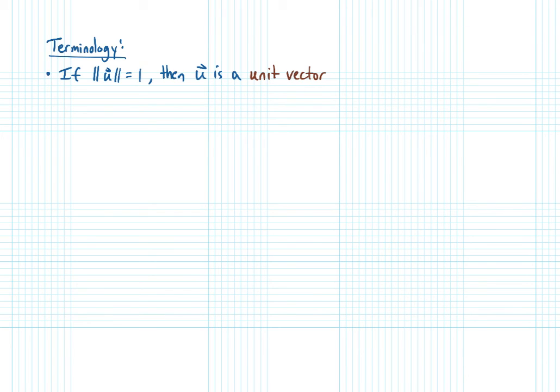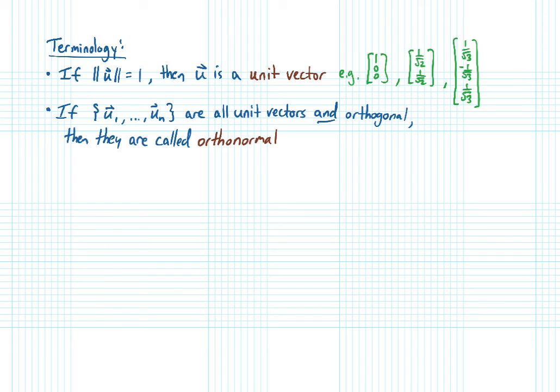Okay, so there's one more quick thing I wanted to mention, and it's mostly just terminology. The first thing is that if you have a vector whose length is 1, then you call that a unit vector. So here are a few examples of unit vectors. You can just calculate their lengths and you can see that you do get 1. It is worth emphasizing that the standard basis vectors, e1, e2, e3, etc., are unit vectors. And then the next thing is if you have a set of vectors that are all unit vectors and also orthogonal to each other, then they're called orthonormal. So orthonormal includes both being orthogonal and being unit vectors.